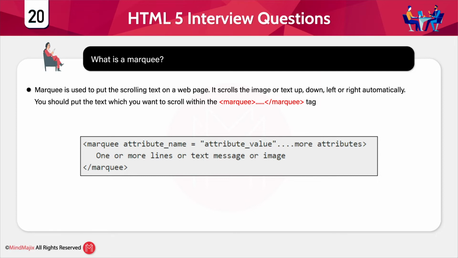If the value is right, the text which you kept between the opening and closing of the marquee tag will be scrolled from left to right. If you do not specify the direction attribute value, then by default it scrolls from right to left. If the direction attribute value is up, then it scrolls from down to up. If the direction attribute value is down, then the text specified in between the marquee tag will be scrolled from top to bottom.